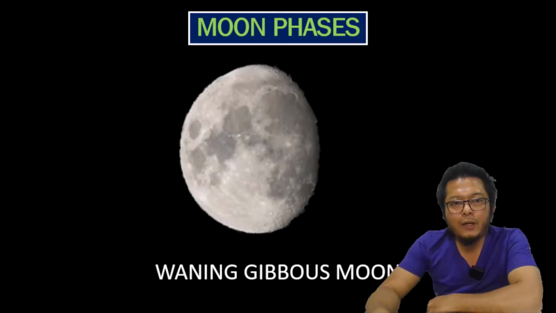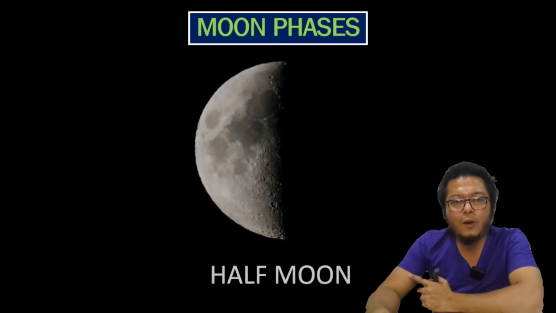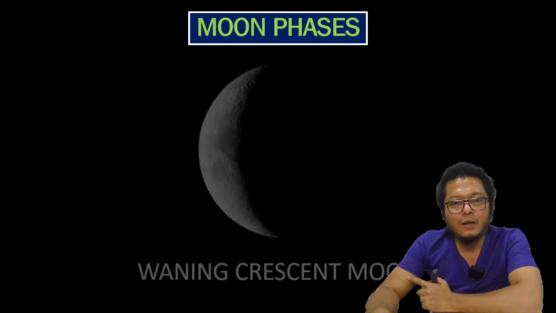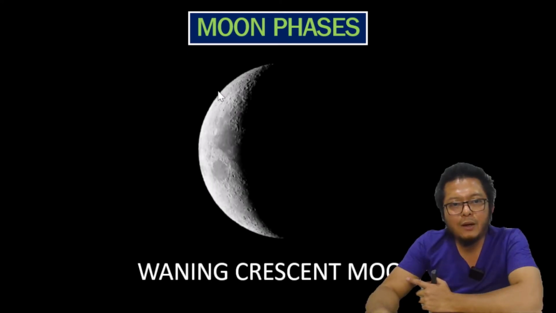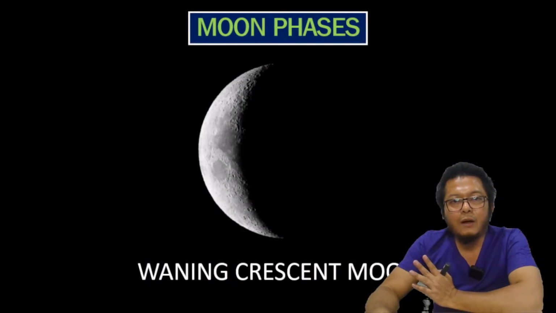And then waning gibbous. Now you see here, just now during waxing gibbous moon, the dark part is here. But now the dark part is on the right. Waxing, the dark part is on the left. But this is different. And then it becomes lesser. Becomes half moon or third quarter. And then even lesser. More dark on the right. And here is the lighted part. And no more. And after this, it should be new moon.